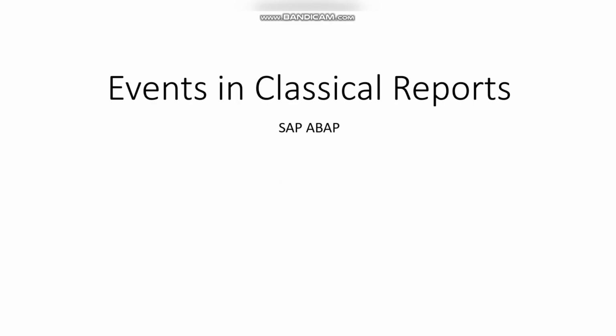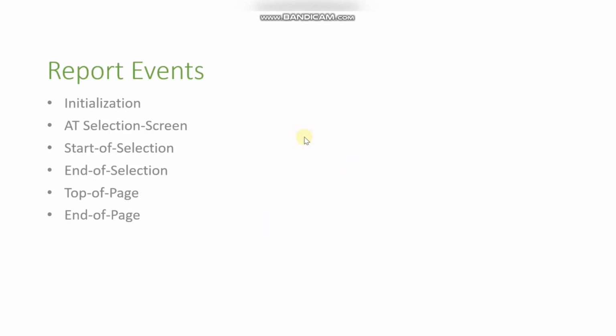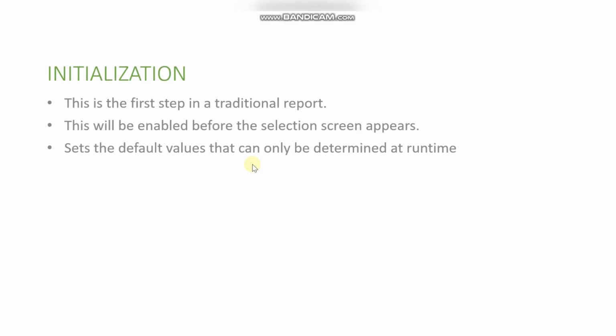In today's video, we will be discussing the events in classical reporting. So let us go to the slide. These are the main events which will be used in our classical reporting: initialization, at selection screen, start of selection, end of selection, top of page and end of page. So the first event is the initialization.